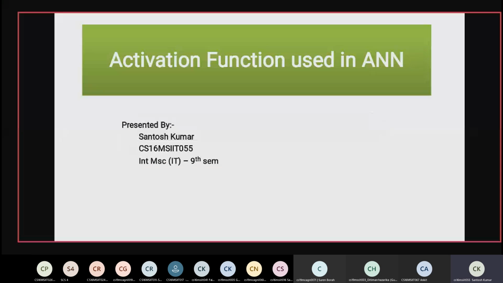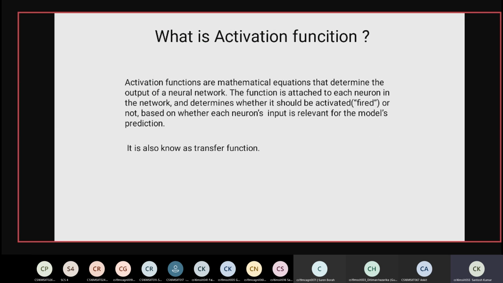So, good morning, everyone. Today's topic is activation functions used in ANN. So let's start with what is an activation function. Activation functions are mathematical equations that determine the output of a neural network. The function is attached to each neuron in the network and determines whether it should be activated, that is fired, or not, based on whether each neuron's input is relevant for the model's prediction.